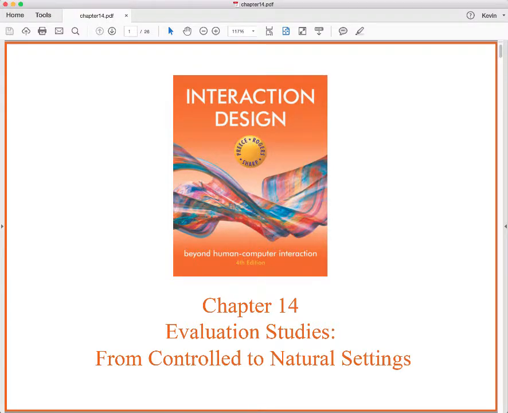Welcome to my lecture on Chapter 14 of the Interaction Design 4th edition textbook. Chapter 14 is entitled Evaluation Studies from Controlled to Natural Settings. And it's really a pretty close follow-on to what we talked about in Chapter 13, which I think was called something like Introducing Evaluation. So more particulars here, but the same topic. Okay, so let's get started.